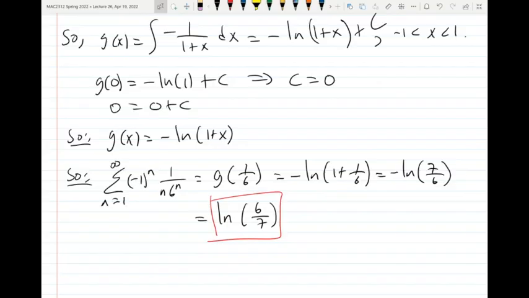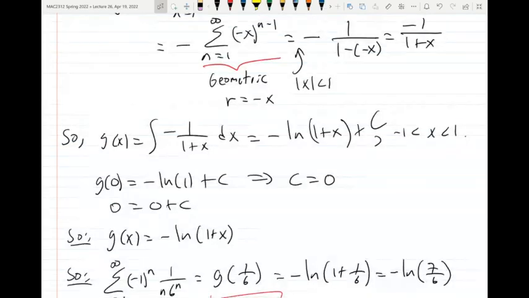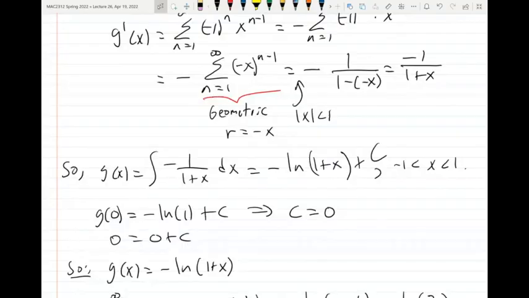Yes? You had a question, Alan? What's the minus sign that was on the outside of the series? That became the negative sign in the integral, right? Is this minus? Yeah. You can choose the -1. Okay.